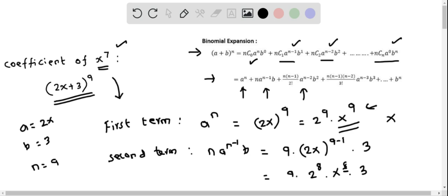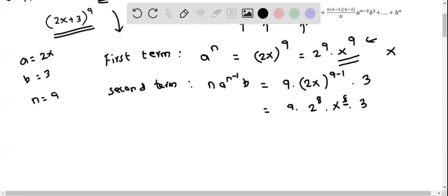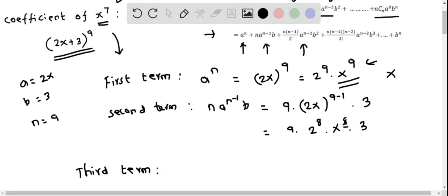We know that it's going to be the third term because, according to the pattern, the powers are getting reduced by 1. So definitely the next term, which is the third term, will be the term where we get x power 7. So let's write down the third term. The third term is given by n times (n-1) divided by 2 factorial times a^(n-2) times b squared. So let's substitute these values.